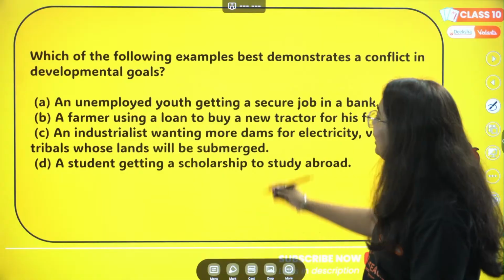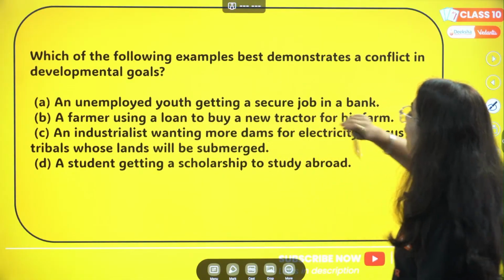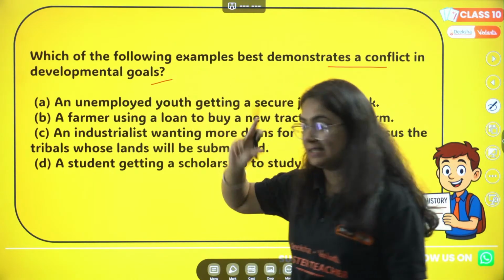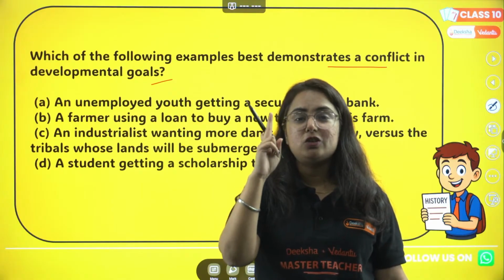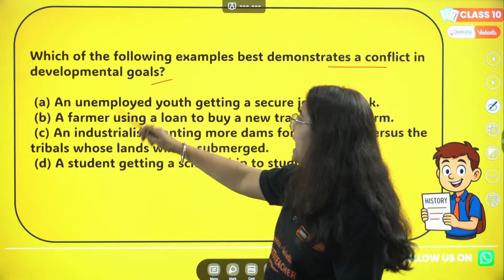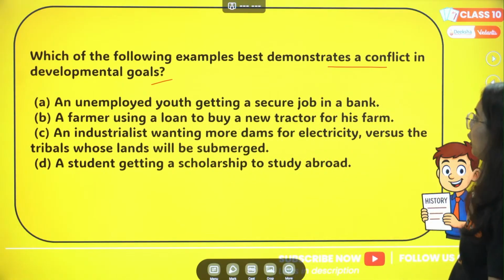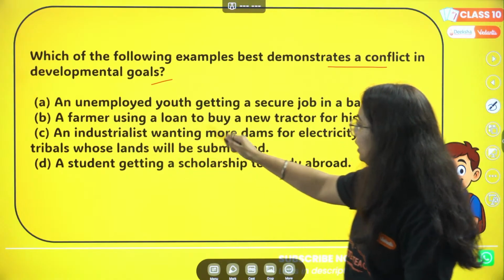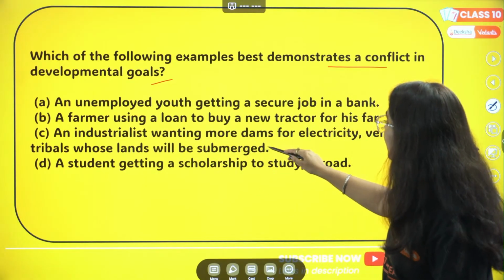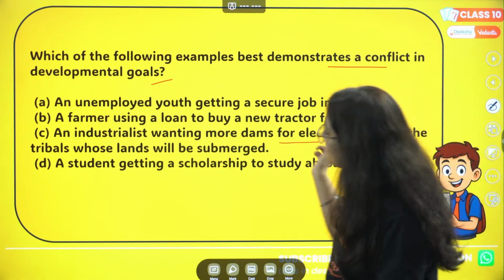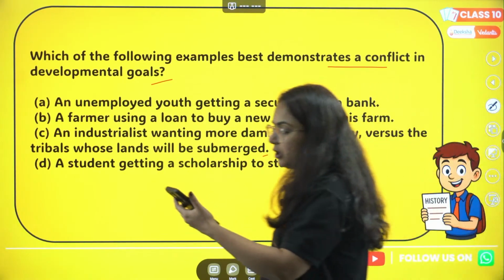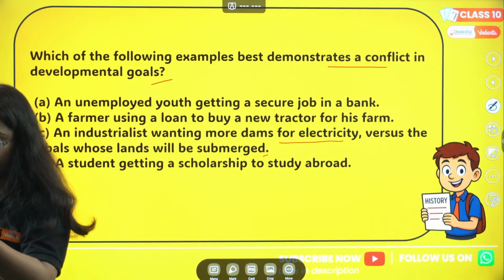Fine. Moving to the next question here. Which of the following examples best demonstrates a conflict in the developmental goals? A, an unemployed youth getting a secure job in a bank. B, a farmer using a loan to buy a new tractor for his farm. C, an industrialist wanting more dams for electricity versus tribals whose land will be submerged. Option D, a student getting a scholarship to study abroad. Very easy.